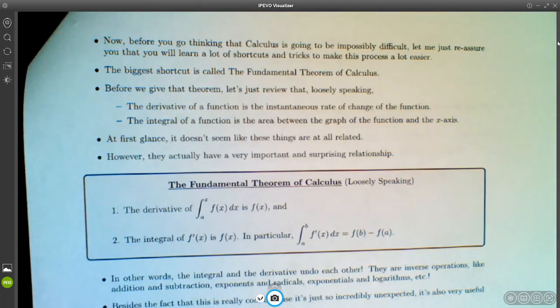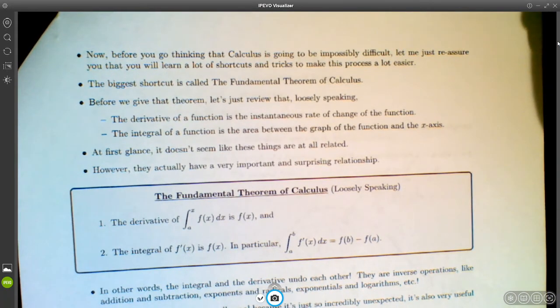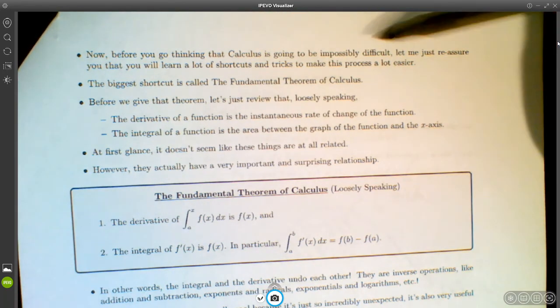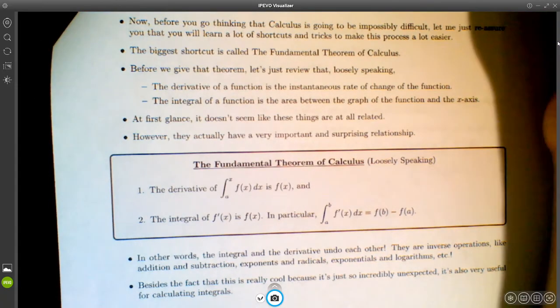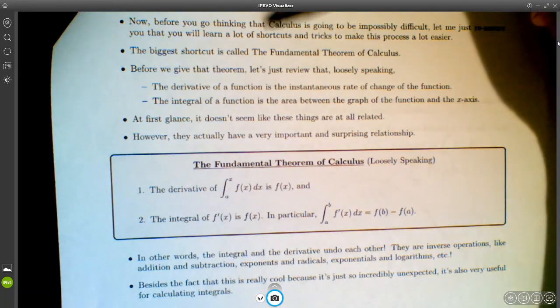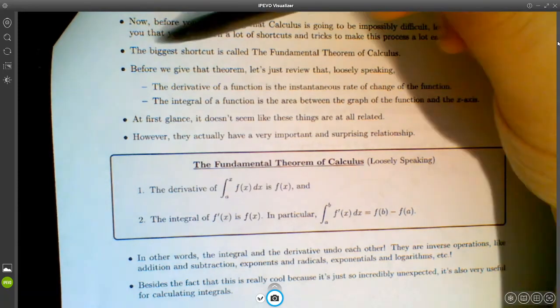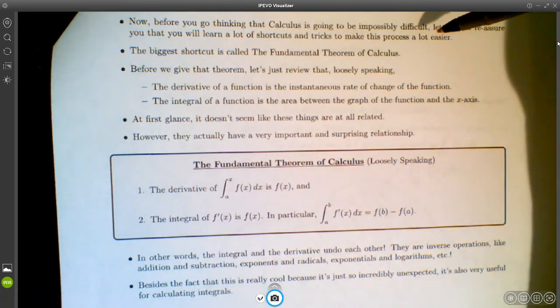So anyway, one of the sort of troubles of introducing this concept here is that you might go into calculus thinking that calculus is going to be impossibly difficult. It's going to require you to do all of this really nasty algebra all the time. And let me just reassure you that that's not actually the case. In calculus, as I said at the beginning of this lecture, you're going to learn a lot of shortcuts and tricks to make this whole process a lot easier. The biggest shortcut of all is called the fundamental theorem of calculus, and it's one of the coolest theorems in all of mathematics.